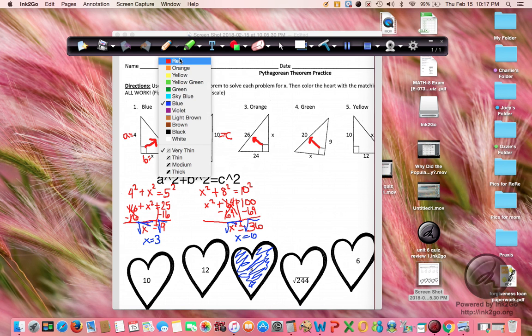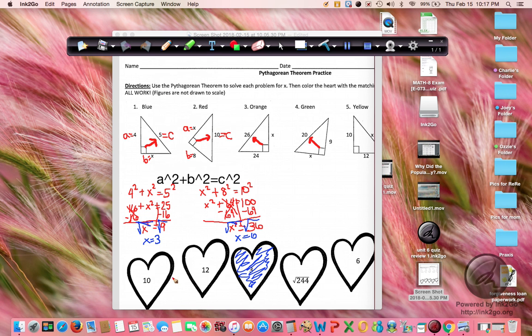So what is this? Red. So let me come up here and change it to red. Where do we see a 6? Right here is our 6. So we're going to color 6 red. Oh, it's so pretty. Okay? And you just keep doing that for each one, finding out what x equals.